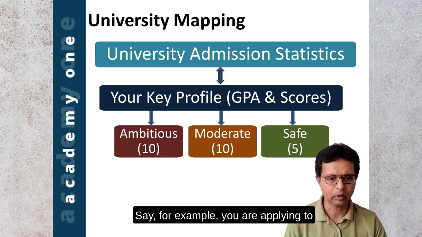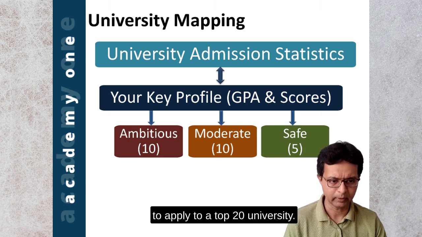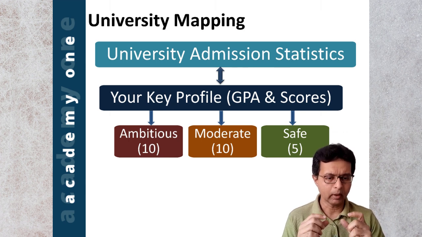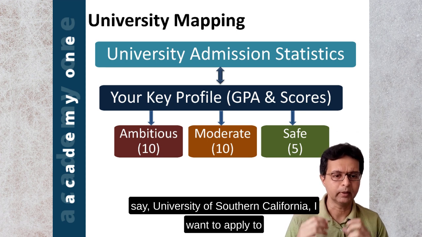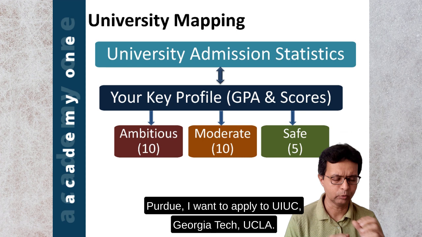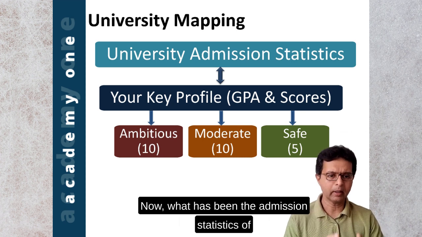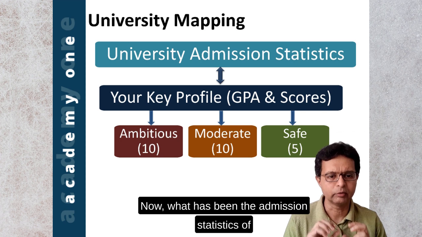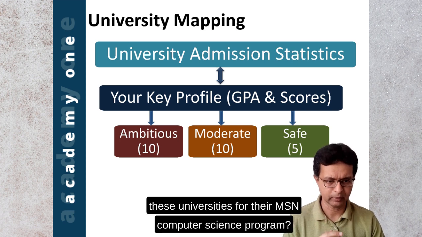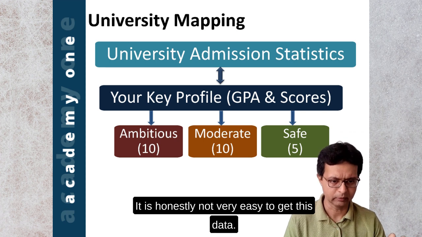Say, for example, you are applying to a computer science program and ideally you want to apply to a top 20 university. So you say, okay, I want to apply to University of Southern California, Purdue, UIUC, Georgia Tech, UCLA. Now, what has been the admission statistics of these universities for their MS in computer science program? It is honestly not very easy to get this data.